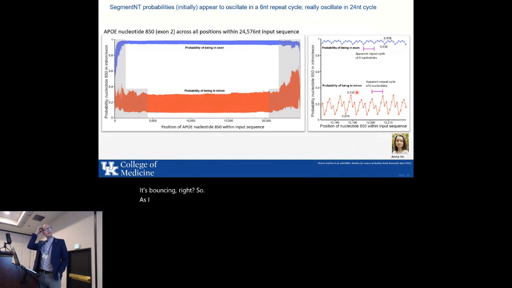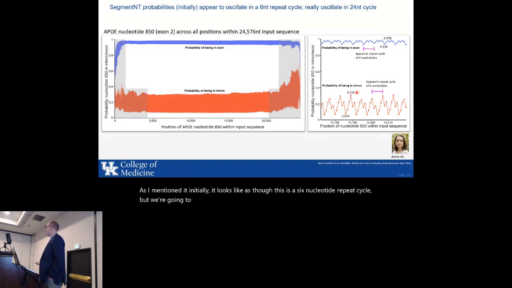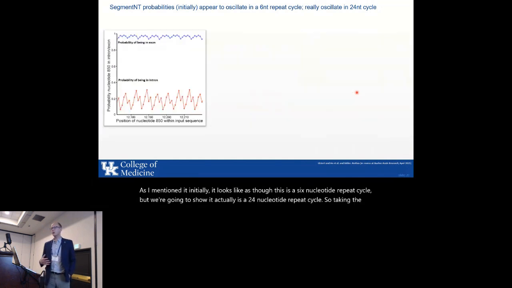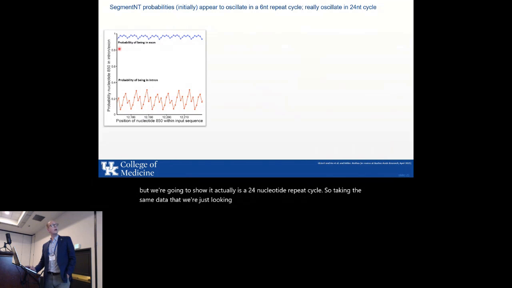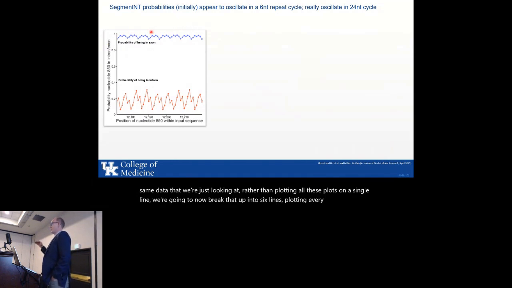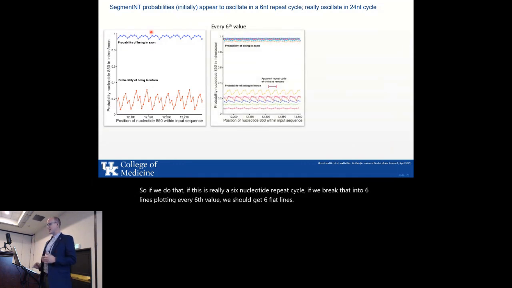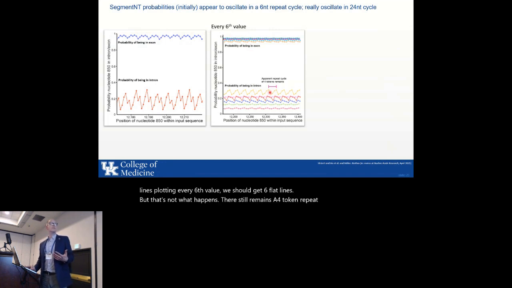As I mentioned, initially it looks as though this is a 6 nucleotide repeat cycle, but we're going to show it actually is a 24 nucleotide repeat cycle. So taking the same data that we were just looking at, rather than plotting all these points on a single line, we're going to now break that up into 6 lines, plotting every 6th value. If this is really a 6 nucleotide repeat cycle, we should get 6 flat lines. But that's not what happens. There still remains a 4 token repeat cycle.